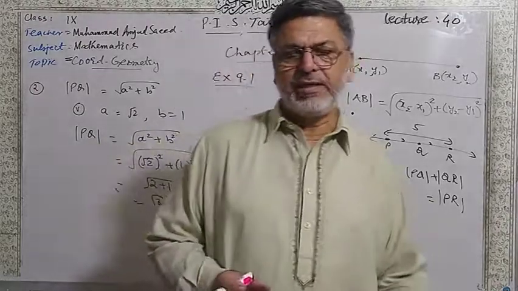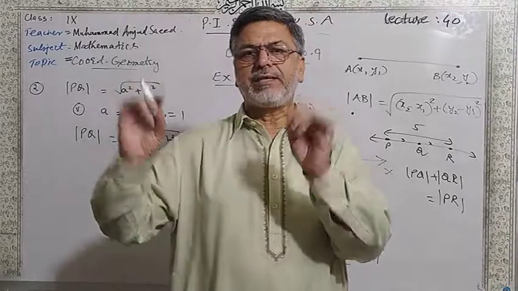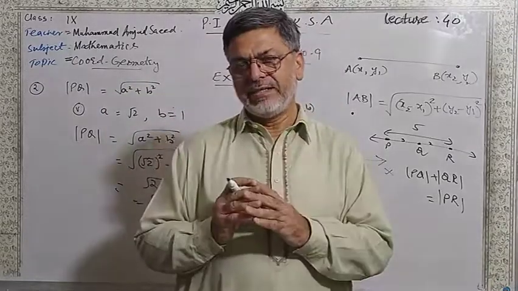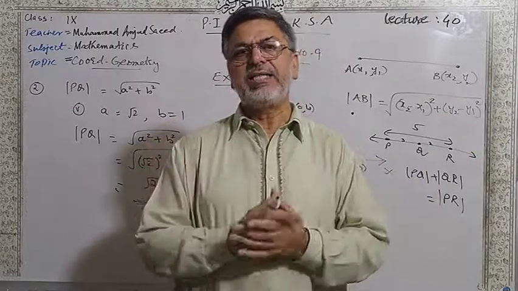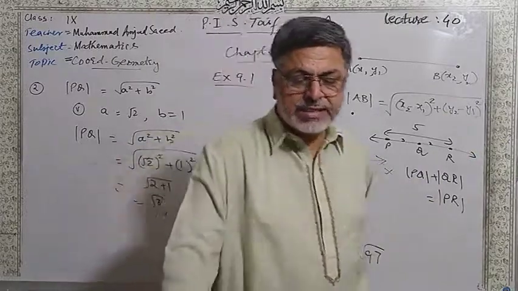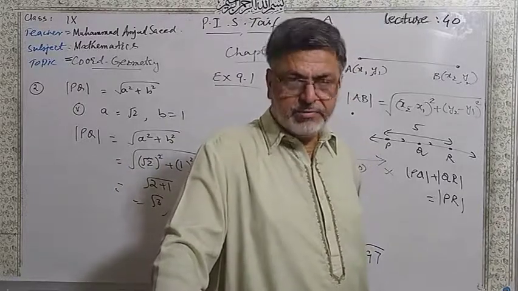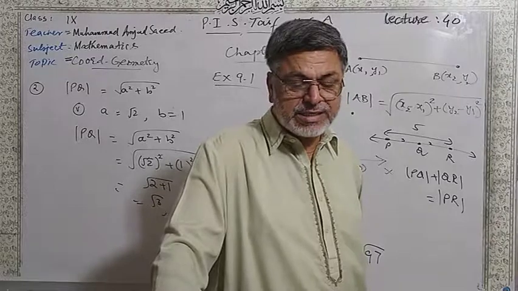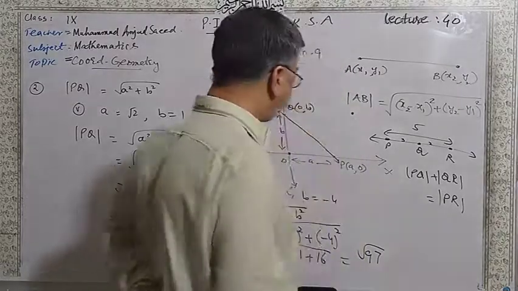And in case of a circle, the distance from the center to any point on the circle is known as the radius, and double the radius is known as the diameter of the circle. So in this way, in exercise 9.2, according to the reduced syllabus, we are given question number 1, 3, 6, 9 and 10.